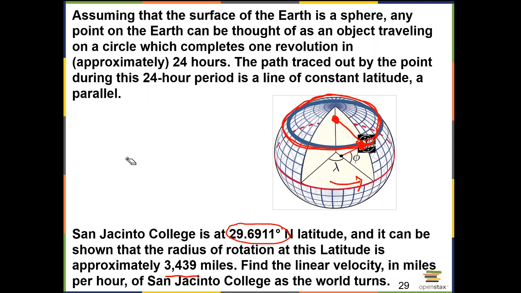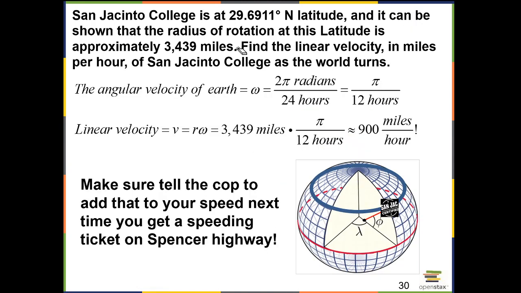Well, that's a linear velocity, right? And that's just what? That's omega times the radius. We know the radius, we have to find the omega. Now, what is omega for the planet? Well, we know the planet goes around one time in 24 hours, right? So omega is 2 pi radians, one complete turn. How long does it take to do that? 24 hours. So the angular velocity of the planet Earth is pi over 12, right?